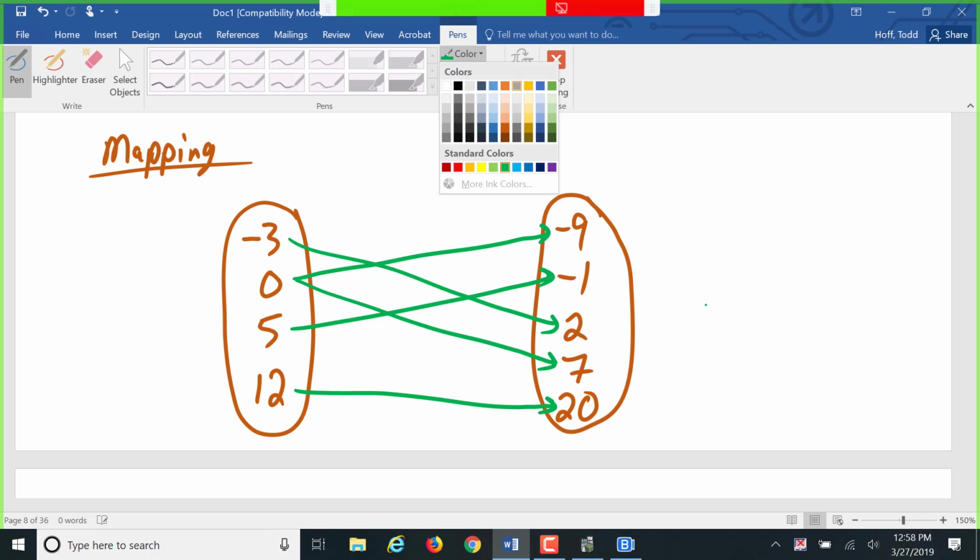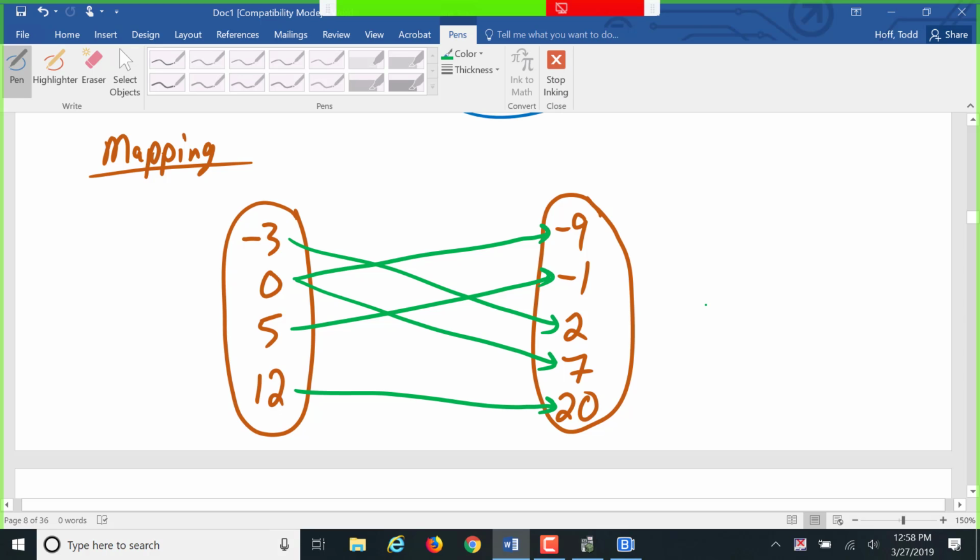This first set of numbers is usually referred to as the domain. That's the set of numbers we start with. That domain is then converted through this relation into something called the range. That's the second set. That's the set of numbers we end up with.